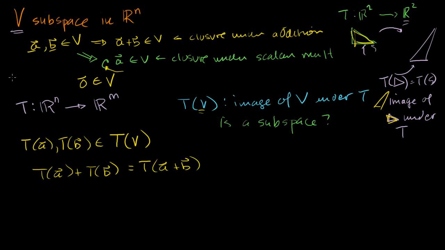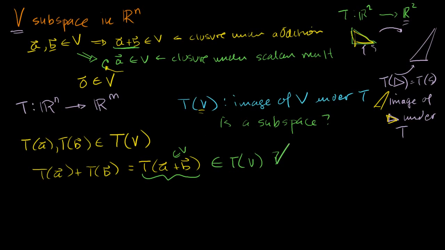Now, is the transformation of A plus B a member of TV? Is it a member of our image? Well, A plus B is a member of V, and the image contains the transformation of all of the members of V. So the image contains the transformation of this guy. A plus B is a member of V. So you're taking the transformation of a member of V, which by definition is in your image of V under T. So this is definitely true.